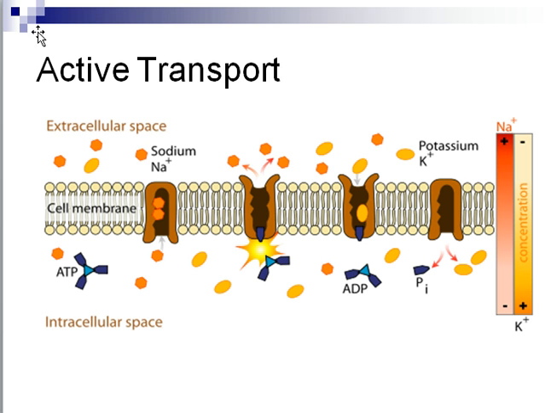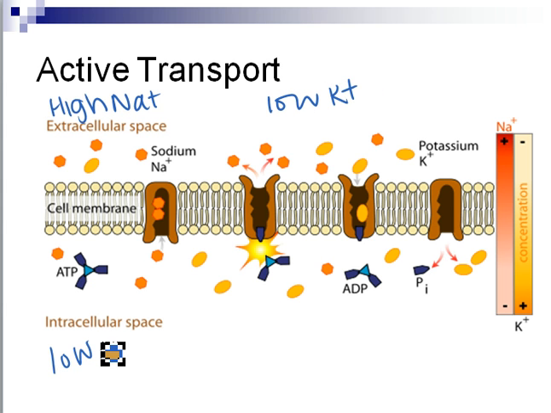Outside of the cell, we have a high concentration of sodium and a low concentration of potassium. We want to pump the sodium out of the cell. So the sodium binds to the actual spot of the protein and energy comes in and attaches. As the energy gets used up, the protein changes shape and the sodium is released outwards.